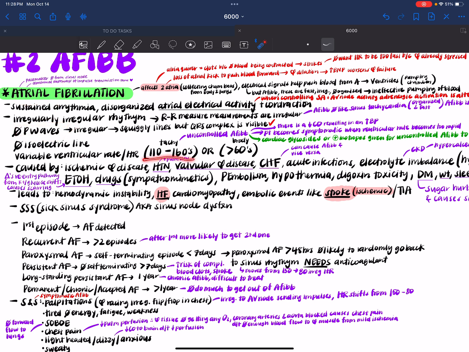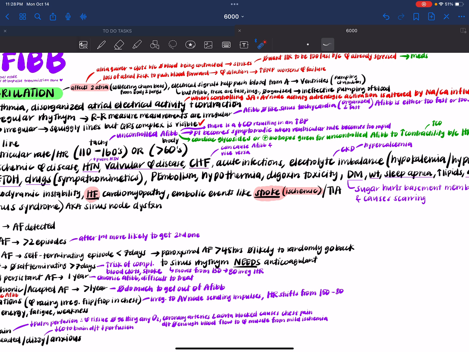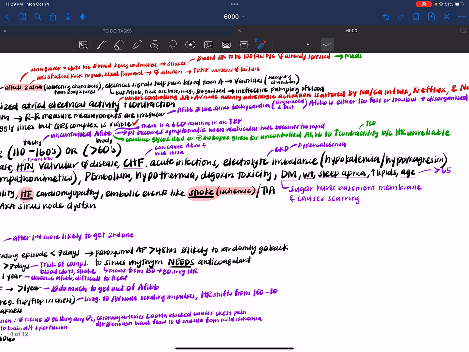Variable ventricular rate, so it's tachy at 110, with normal at 60s. Brady at less than 60. So if it's like this, that means it's uncontrolled. Uncontrolled if it's more, at 110. Not 100, 110. There is a low cardiac output resulting in, I wouldn't say an increase, but a decrease in blood pressure. Patient becomes symptomatic when ventricular rate becomes too rapid. There are cardiac glycosides like digoxin or positive inotropes that are given for uncontrolled AFib. So digoxin basically lowers heart rate and increases contractility, which increases cardiac output because heart rate is unreliable.